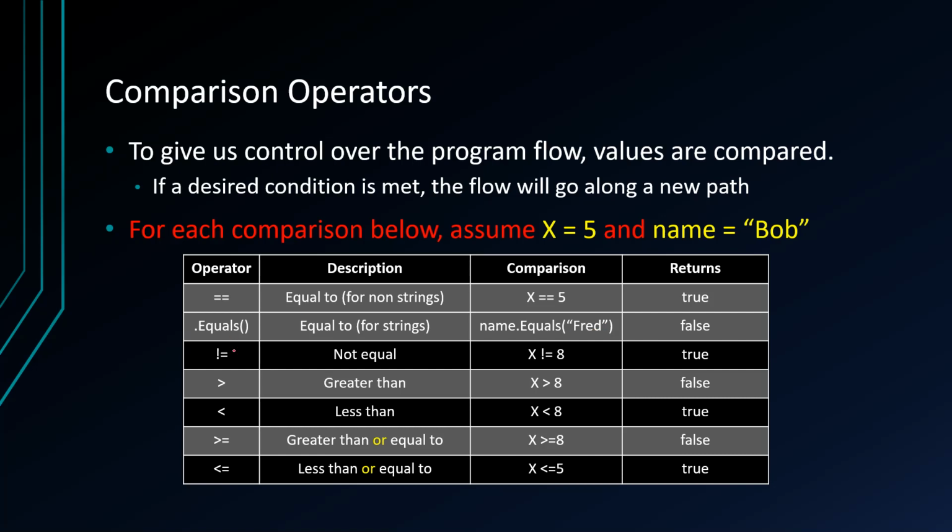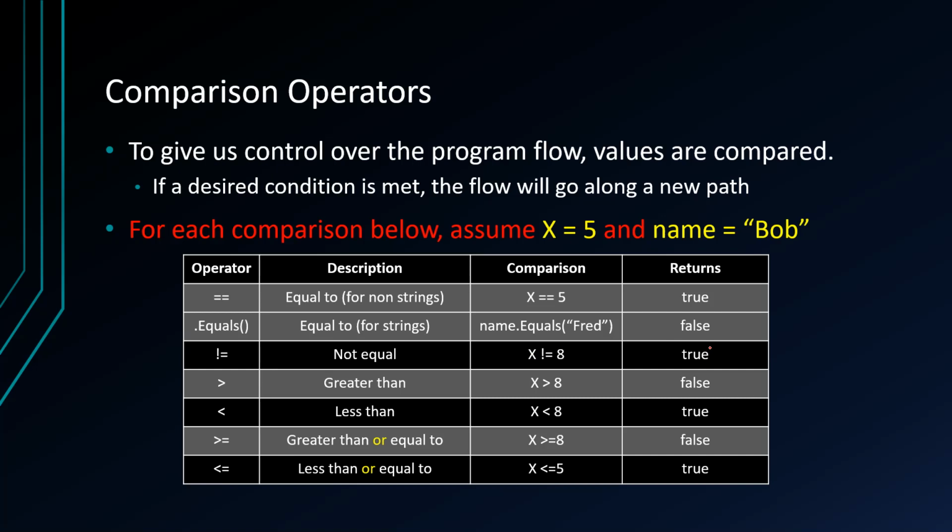So then we get into the next operator. If we can't check equals, let's check not equals. So not equals means do they not match, true or false? So here we're saying, is the value currently stored in x not equal to the value 8? Well, no, because 5 does not equal 8.